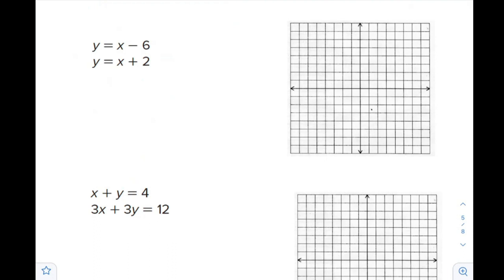Now we can use a table if you like. You can generate a table. You can assume that x is 0. When x is 0, 0 minus 6 is minus 6. When x is 1, 1 minus 6 is minus 5. 0 and minus 6, 1, 2, 3, 4, 5, 6 here. 1 and minus 5 is over there. This is 1 and this is minus 5. And this is my first line.